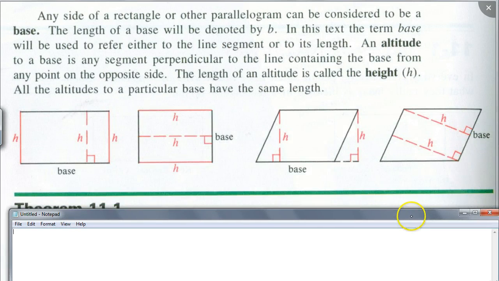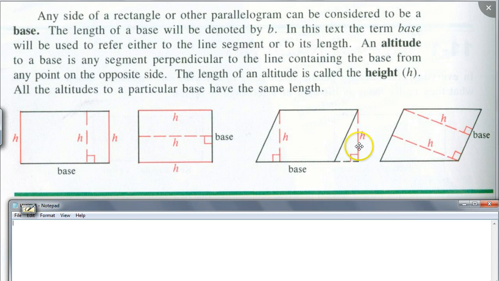It's kind of interesting though. Take a look at this one right here. You see this altitude? If I call this my base, look at my opposite side. If I go from here, go down straight, it doesn't even hit the base. What am I going to do if it doesn't intersect the base? Yeah, you got to extend it. Okay, sometimes that's necessary. So don't think that the base and the altitude must intersect. Well, you got to extend the base. Does that make sense?